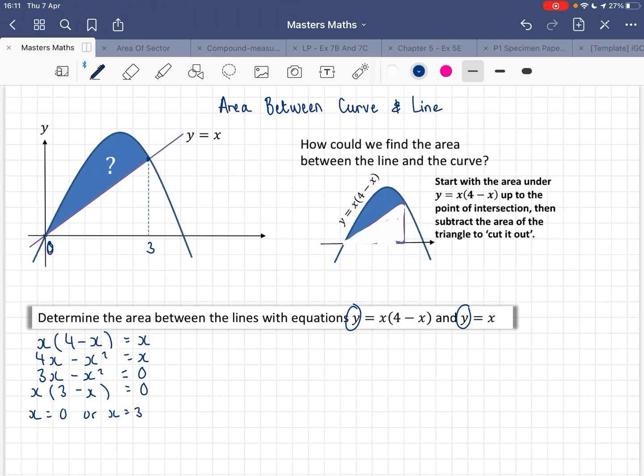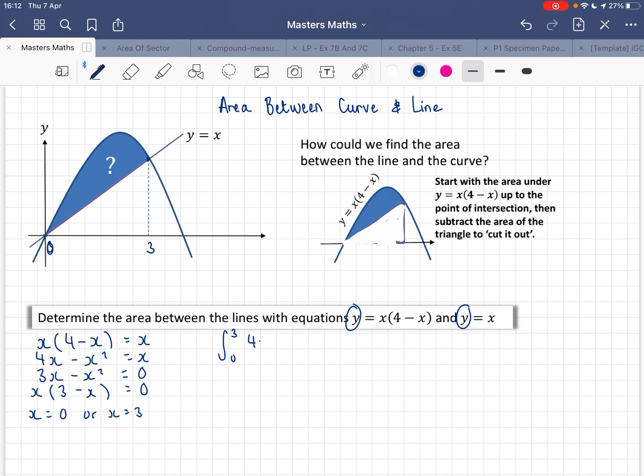We're not interested in the actual coordinate, at least not in this example. We don't need the y value. We just need the x value so that we can put them on as our limits on the integral when we integrate the curve, which is what we're going to do next. So we're going to start by integrating between 3 and 0 x(4 minus x).